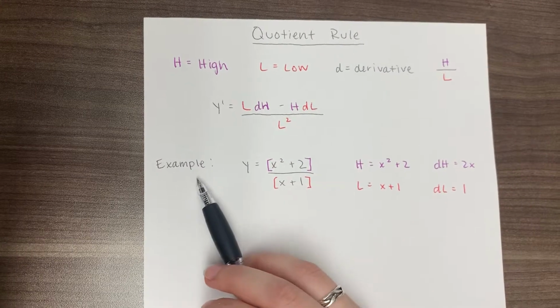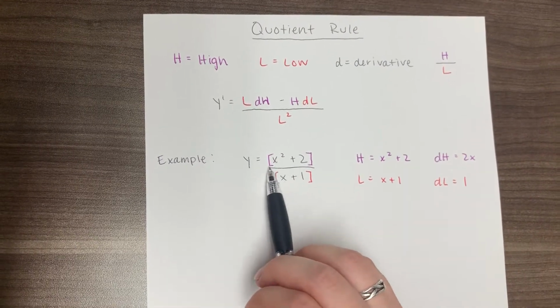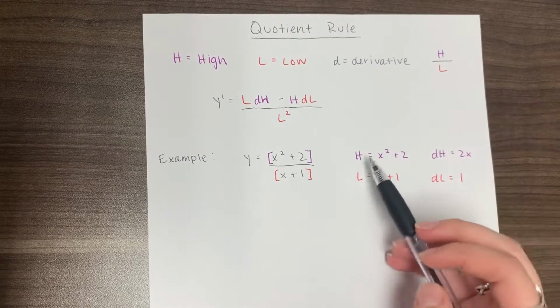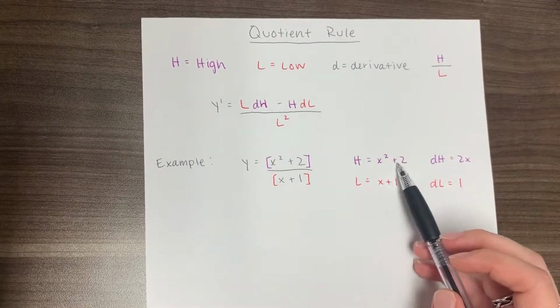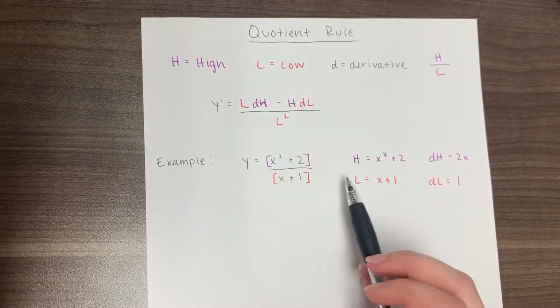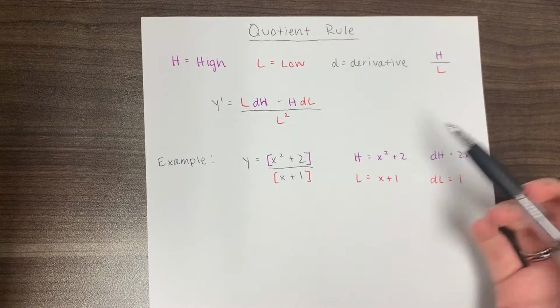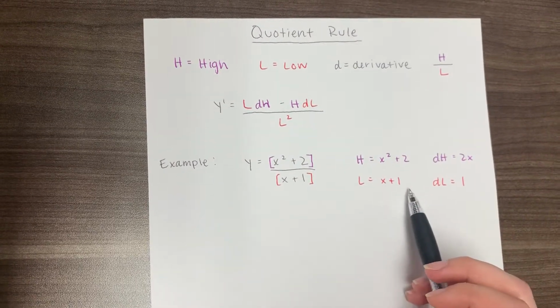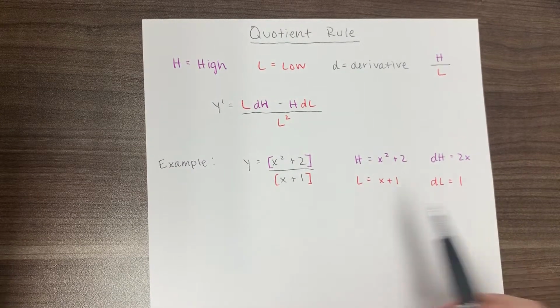So here's just an example. So here is an equation, x squared plus 2 all over x plus 1. So our high equation is x squared plus 2, it's just regular, and the derivative of the high equation is just 2x. And then the low equation is x plus 1, and the derivative of the low equation is just 1.